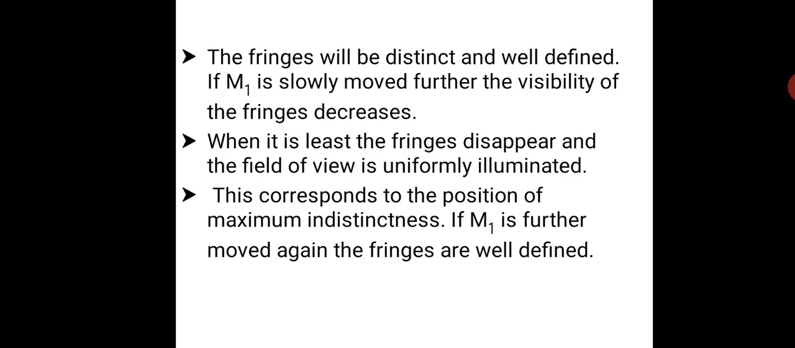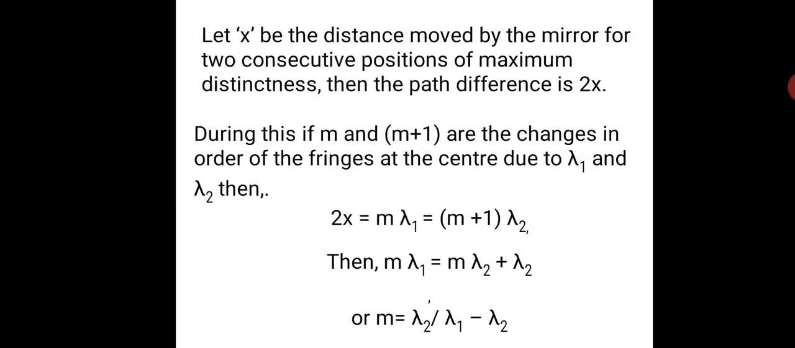When the fringe width is least, the field of view is maintained constant. This corresponds to the position of maximum indistinctness. When M1 is moved further, again the fringes will be well defined. Let x be the distance moved by the mirror for two consecutive positions of maximum indistinctness, then the path difference is defined by 2x. The path difference between the fringes is 2x.